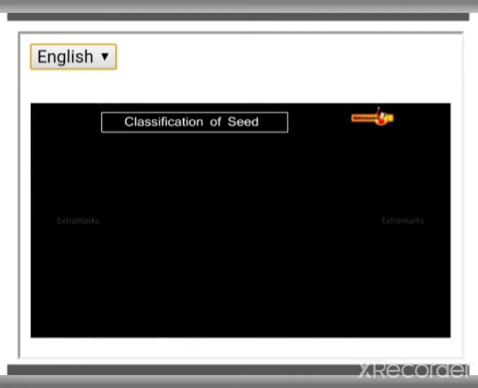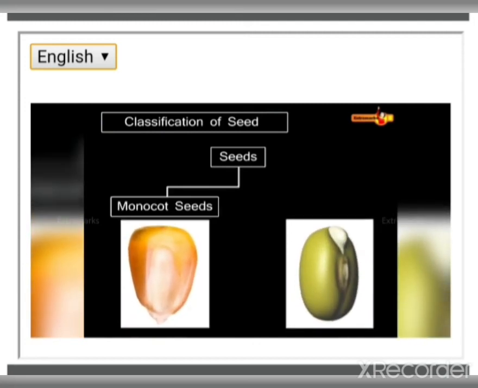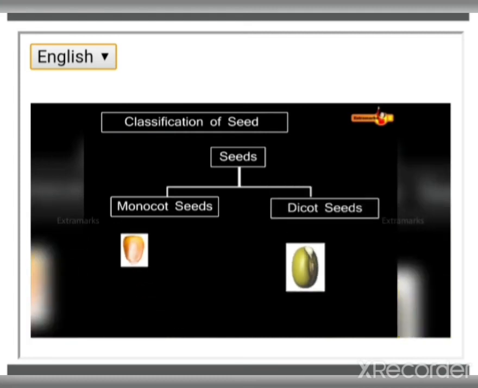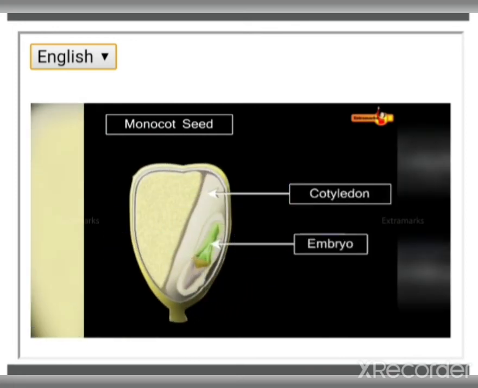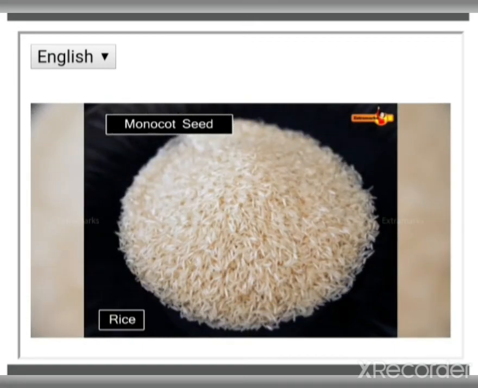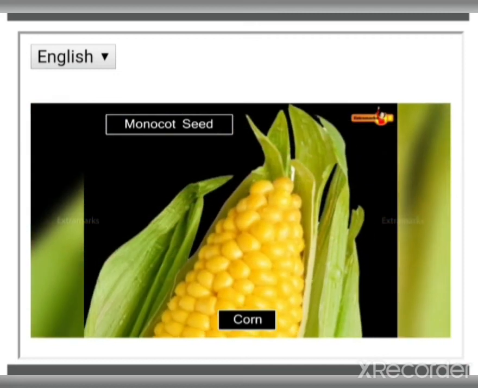On the basis of the number of cotyledons, seeds are classified into two types, namely monocot seed and dicot seed. Mono means single or one. Thus, seeds having one cotyledon are called monocot seeds. Some examples are rice, wheat, and corn.